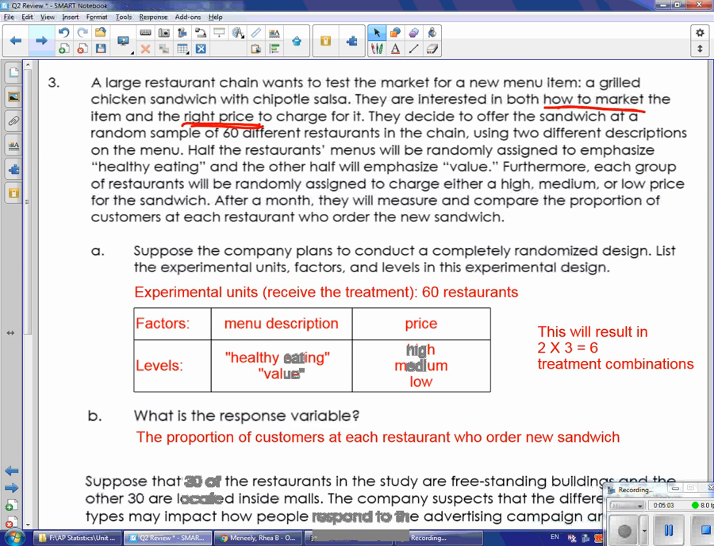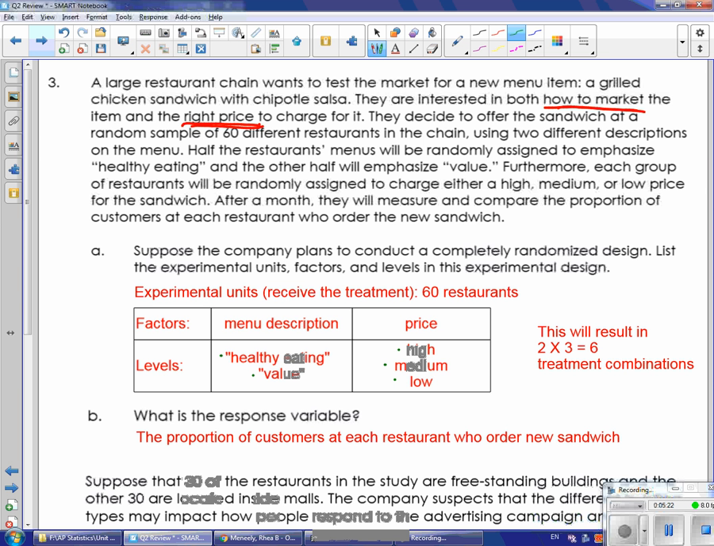And then the levels are going to correspond to each of the factors. For the menu description, we have 2 levels. Either healthy eating is going to be emphasized or the value will be emphasized. And then for the price, we have 3 different levels, either high, medium, or low. And so if I'm talking about an experiment, there's actually going to be 6 treatments.